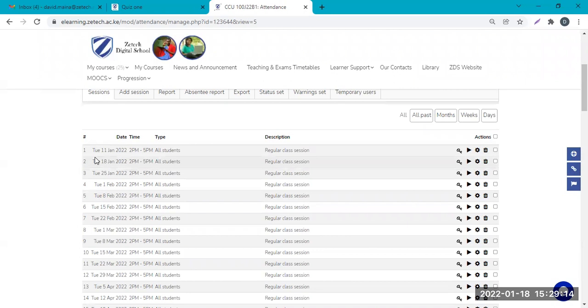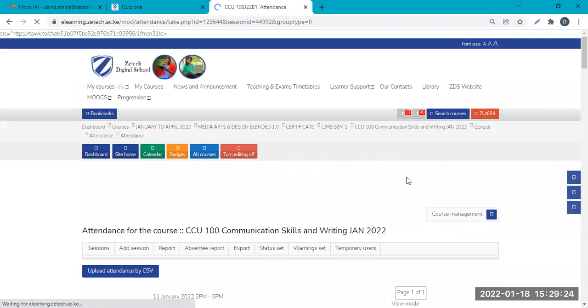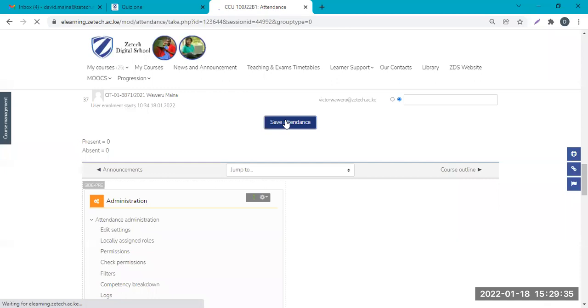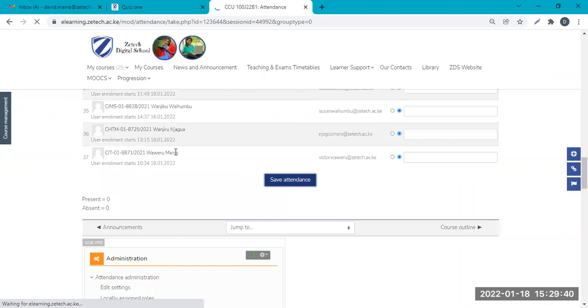This is 11th January. On 11th January, we didn't have anybody who had already joined the class. And because of that, I'll put everybody absent and I will update my register. So 11th January, kila mtu ako absent. But on 18th, which is today, make sure that you do exactly how I have shown you. Unless there is a question on the register.